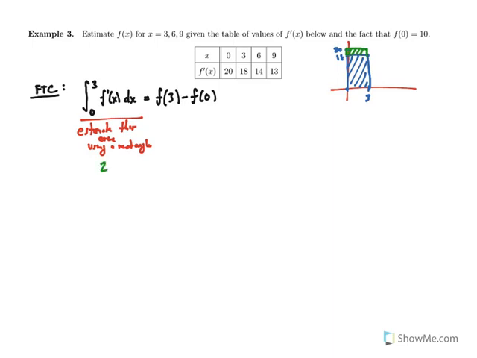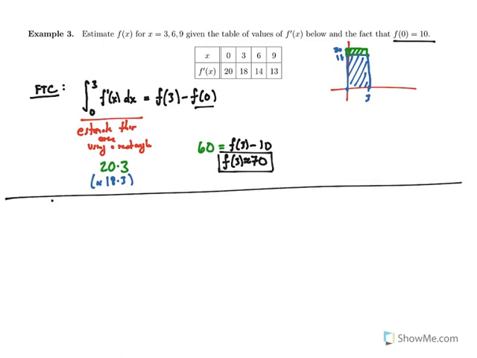We can say this is equal to 20 times 3. Equivalently, you could do 18 times 3. Either one's really fine. Let's do 20 times 3 because it's going to be a little bit easier to calculate. This means that we're going to have 60 is equal to f of 3 minus f of 0, which is 10, given in the problem. This means that f of 3 is 70, about. This is approximate.